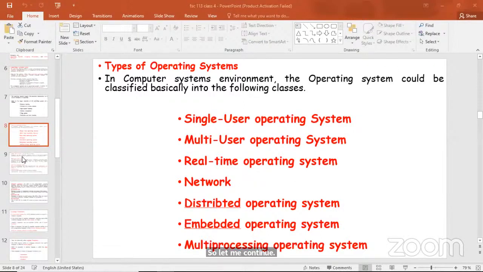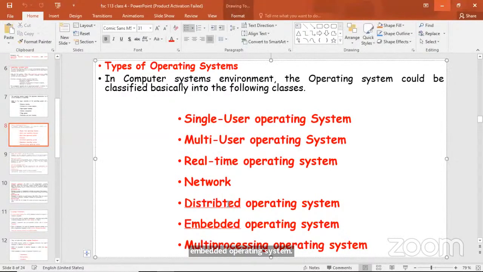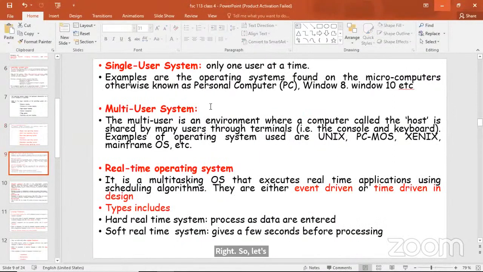All right. So, types of operating system. Now, in computer systems environment, the operating system could be classified basically into the following: single user, multi-user, real-time, network, distributed, embedded operating system, multi-processing operating system, etc. Right? So let's look at this very briefly.